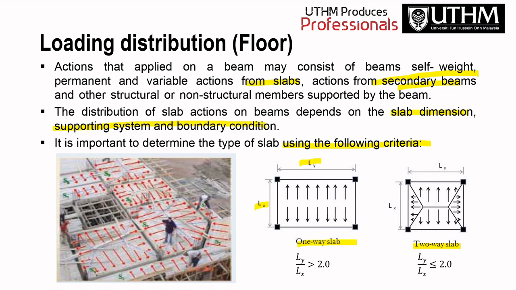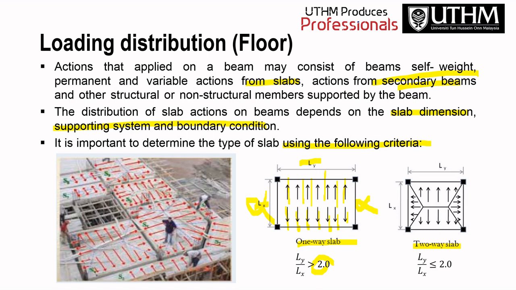So if Ly over Lx is greater than 2.0, it is a one-way slab, which means it will only distribute to either Ly or Lx. If it's greater than 2.0, it will distribute to the Ly. You can see that it will distribute to here and also here. It will not distribute to Lx, it will not distribute to here.